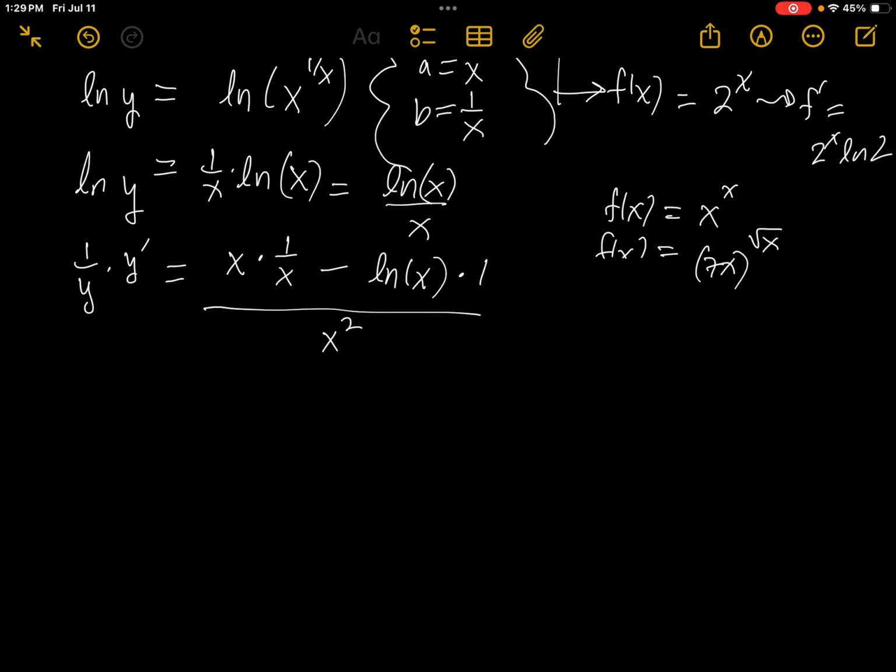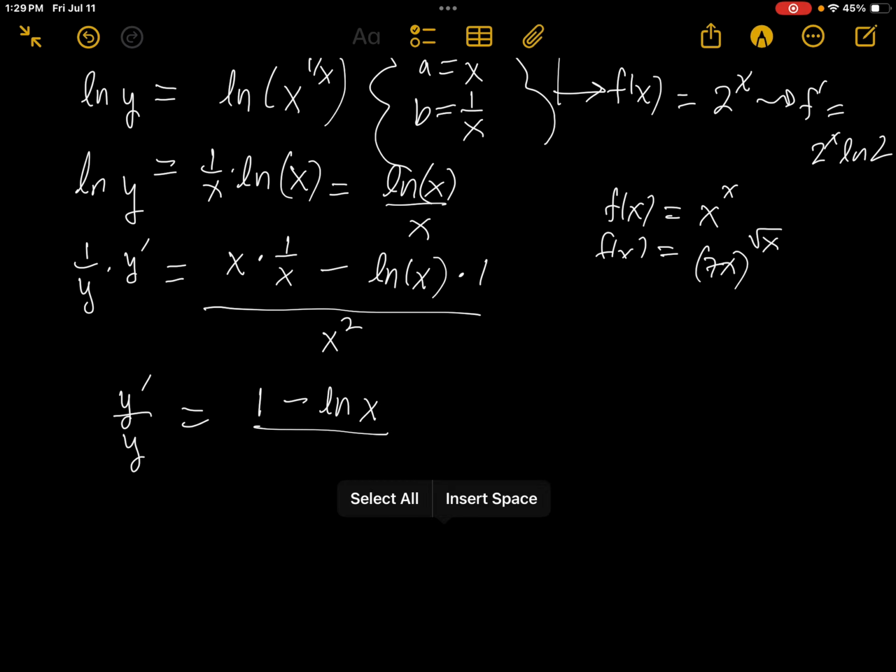So, on the left, I have 1 over y times y prime. That's y prime over y. And then on the right, let's simplify. I have x times 1 over x, that's 1. And then minus natural log of x times 1 is the natural log of x. And then on the bottom, I have x squared again.